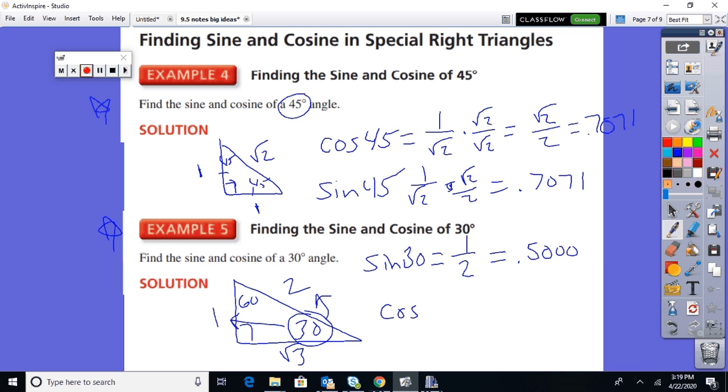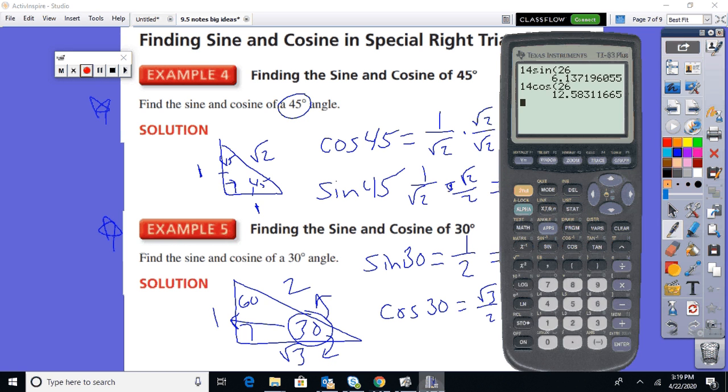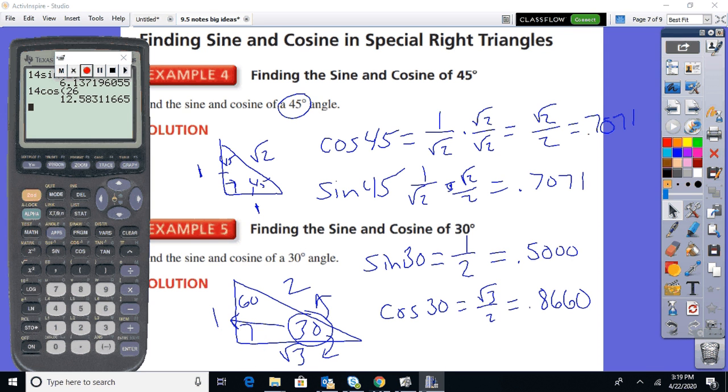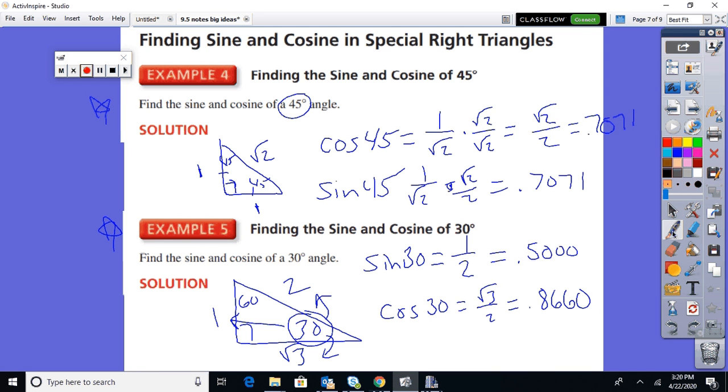Cosine of 30, adjacent over hypotenuse, square root of 3 over 2. And this one is 0.8660 in your calculator. So you can just double check, make sure your calculator is on point. Just type in sine 30, 0.5. There you go. Oops, monitor progress. Pause it. See you in a sec.